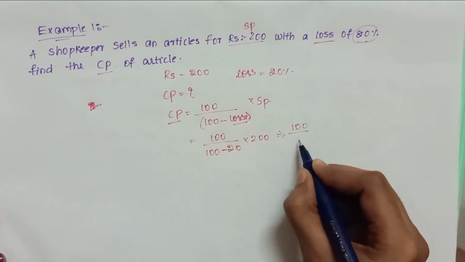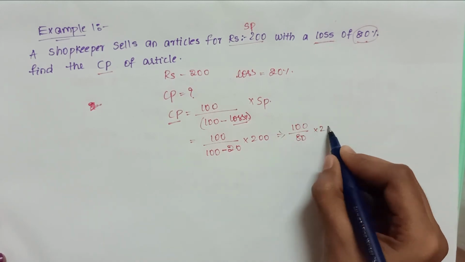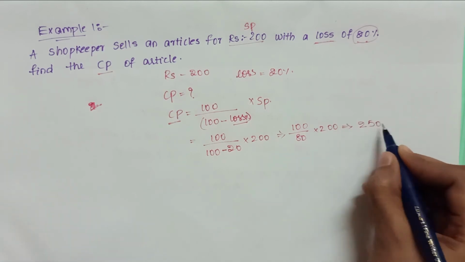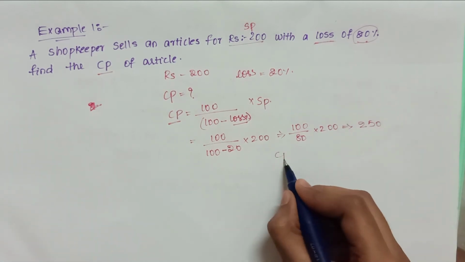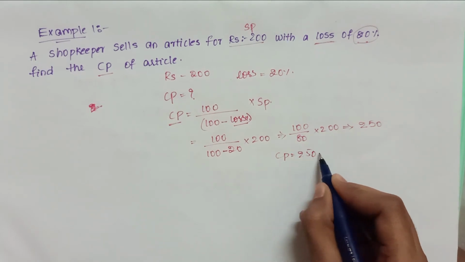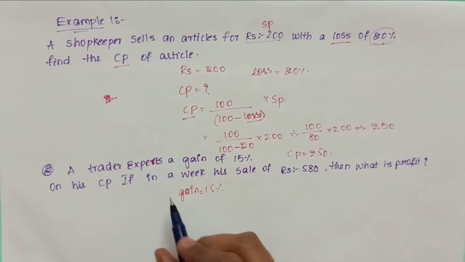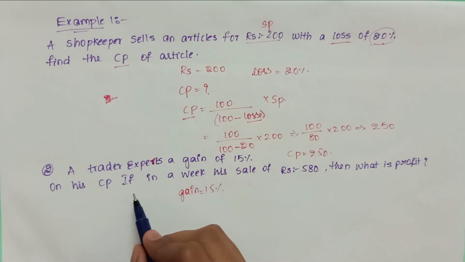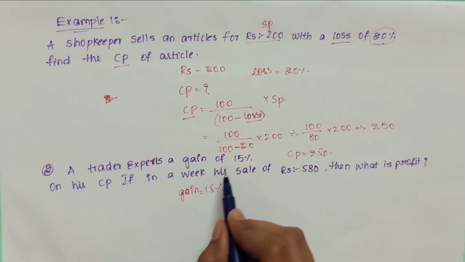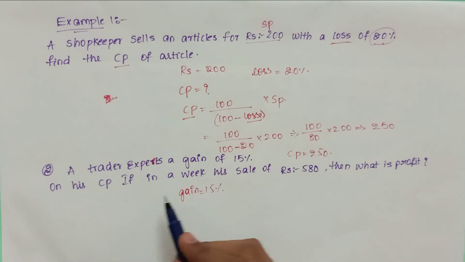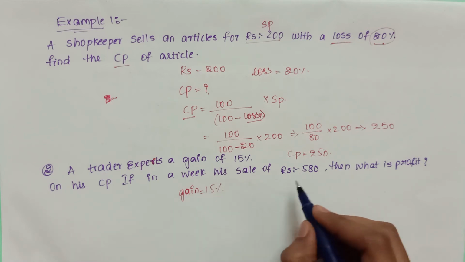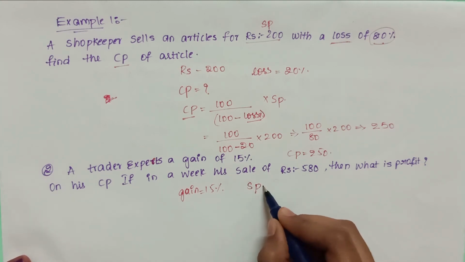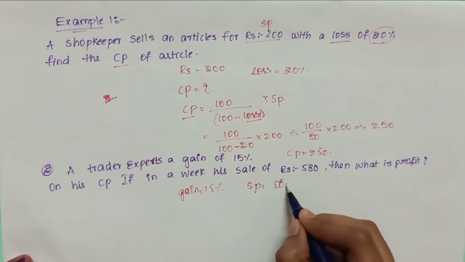100 by 80 into 200. If we calculate, we'll get 250. So this is the CP. Now second example: a trader expects a gain of 15% on his CP. Gain is 15% on CP. If in a week his sale is rupees 580, that means SP is 580.